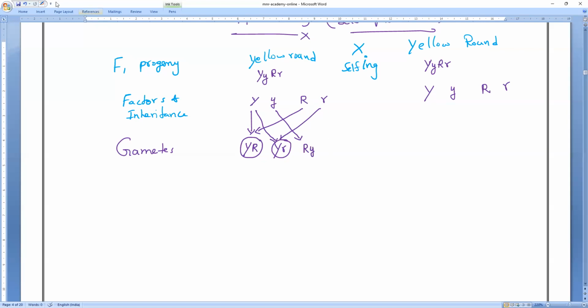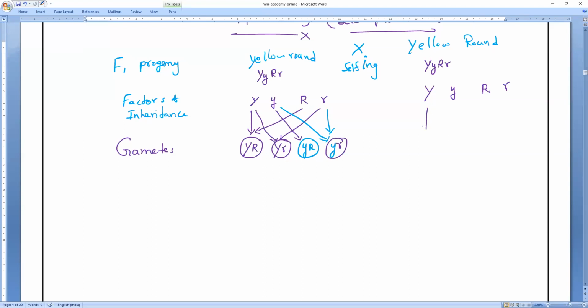Any problem for anybody, you can ask me. Or else you can write it exactly as small y, capital R. Your choice. Last one, small y, small r. Any problem for anybody? You can ask me. Are you clear, guys? Everyone, please respond. Those are the 4 gametes.